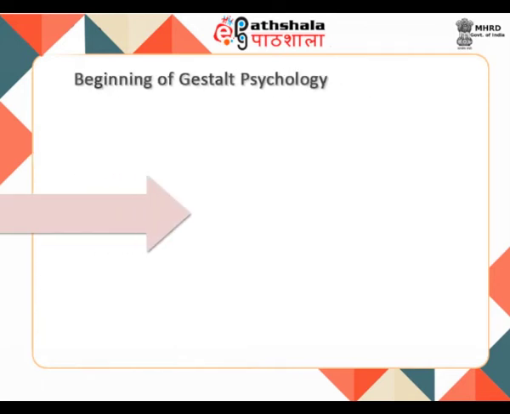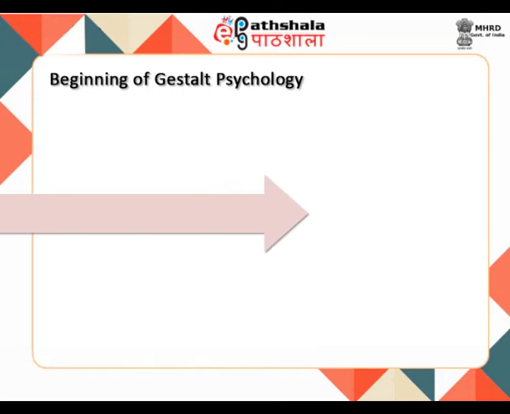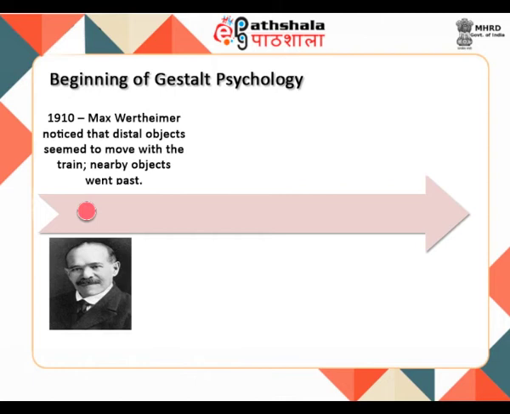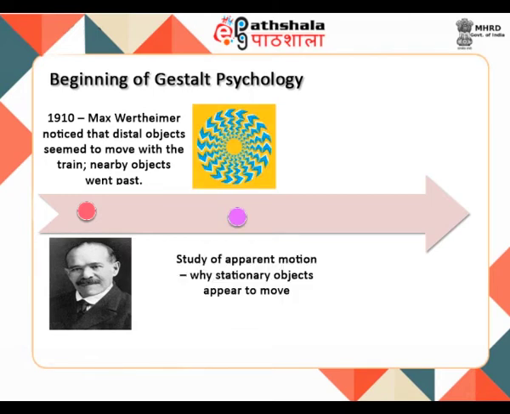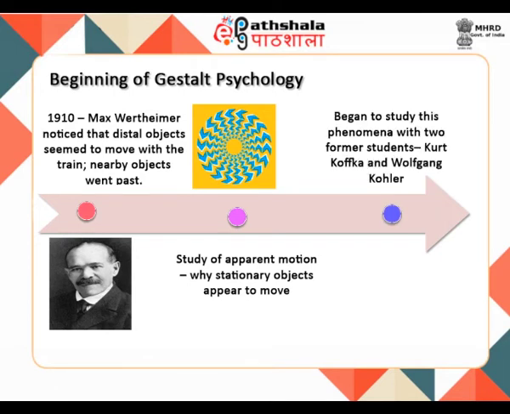This was the time when Gestalt psychology started to emerge as a strong influence. In 1910, Max Wertheimer, on vacation, noticed that distant objects seemed to move with the train, while nearby objects went past. Then came the study of apparent motion, why stationary objects appear to move with the started train. This further led to the study of apparent motion with his two former students, Koffka and Kohler.